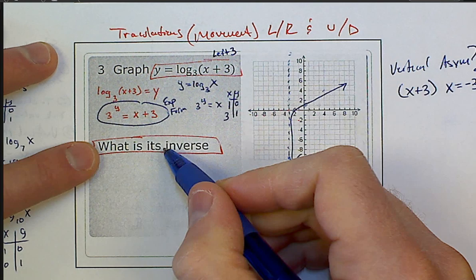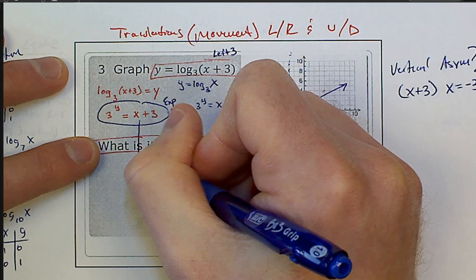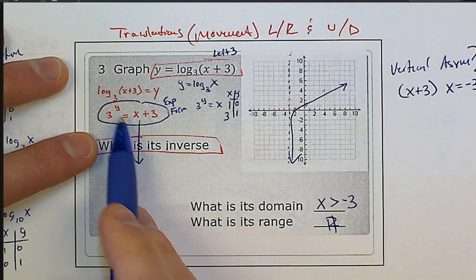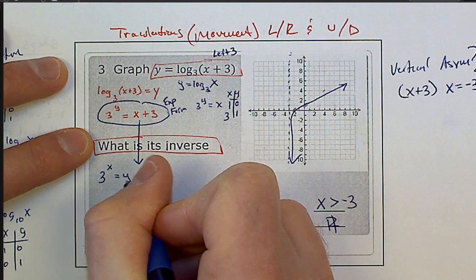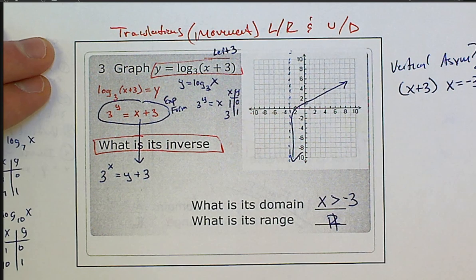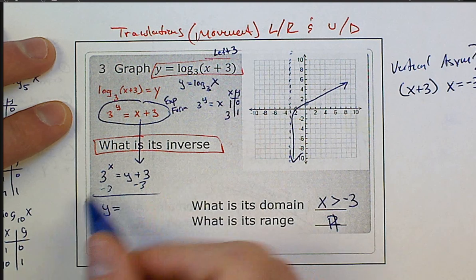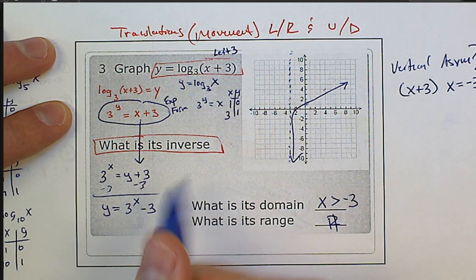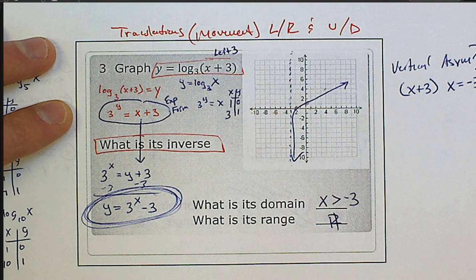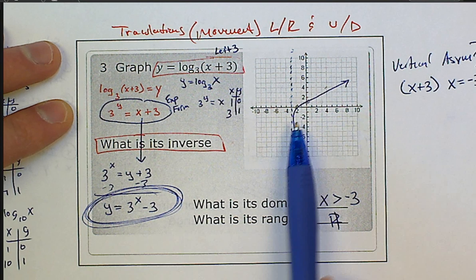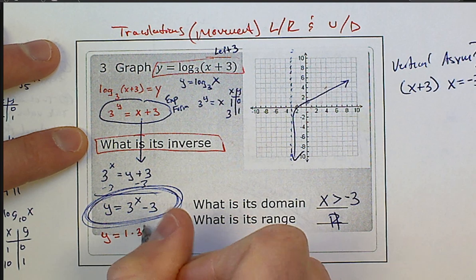If we want to write this log's inverse, we take the exponential version of it and we switch x and y and solve for y, which would look like this. 3 to the x equals y plus 3, and solve that for y. Subtract 3 from both sides, right? And I get y equals, I'm just going to switch it around, 3 to the x minus 3. And that would be the inverse function of this log. Okay? If you wanted to graph this on here, you could. What's all that's really happening? That's the same thing as y equals 1 times 3 to the x with a minus 3.